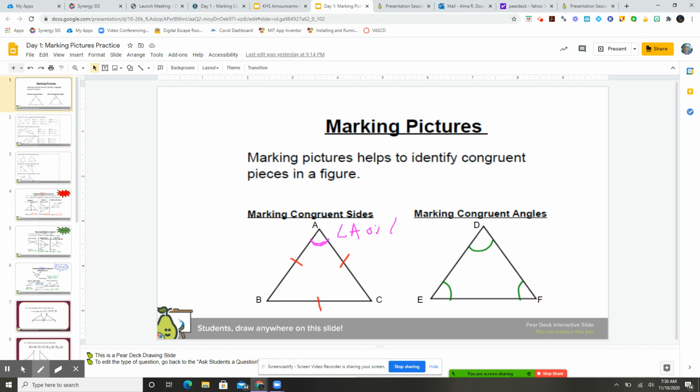BAC, or angle BAC. So I want you to write that in your Pear Deck. This is angle A or angle BAC. What about this angle here? That's going to be angle B or what?